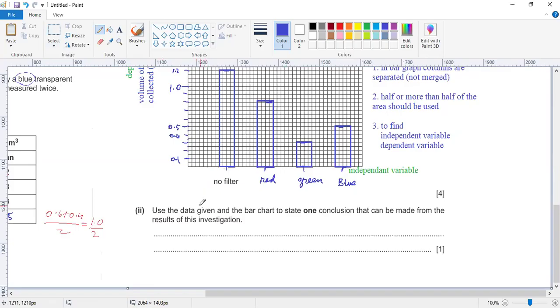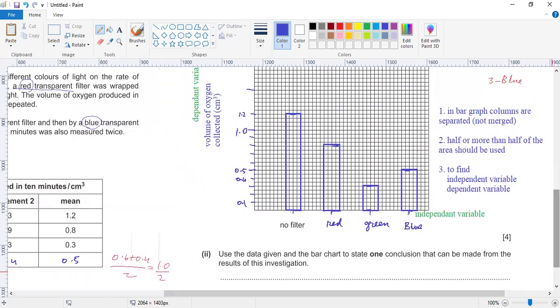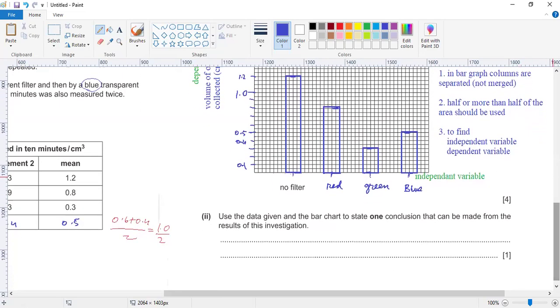Okay, now see, the next part of the question is saying use the data given in the bar chart to state one conclusion that can be made from the result of this investigation. Whether you see the mean in the table or the graph, because the graph is obtained from these values, our answer would be the same. You can see from the bar graph or the values that when there was no filter, the most photosynthesis occurs. That's why more oxygen gas is collected, because the time was the same.